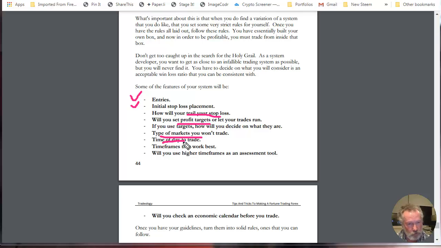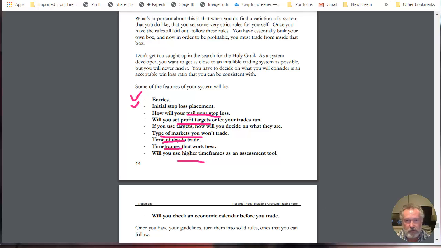But basically what I do is I look for when the European markets are open and when the US markets are open. That's an easy time of day to trade because there's volume. The time frames that work best: I like working from daily down to 4 hourly, not too much on the hourly. I'm looking for signals on 4 hourly because it means I only have to look at the computer every 4 hours. Will I use higher time frames as an assessment tool? I absolutely use daily and 4 hour to decide on direction.